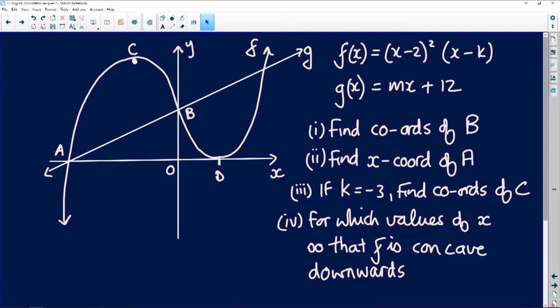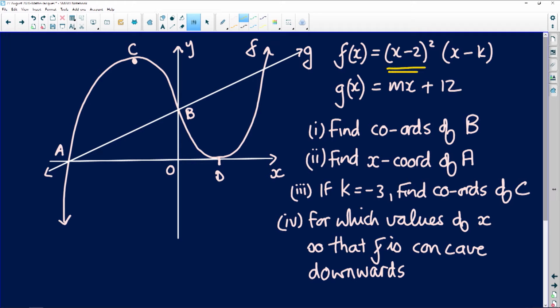What do we have? We have a function f, which is a cubic function. Then we also have a linear function g. They intersect one another at A and B. B is the y-intercept of the line and of the cubic. And A is the x-intercept of both the line and of this cubic curve. D is another x-intercept that they gave us, but D is also, with C, a stationary point for this cubic curve.